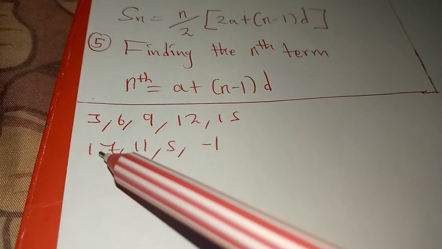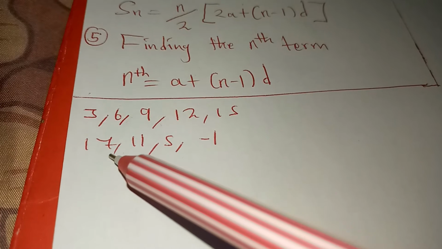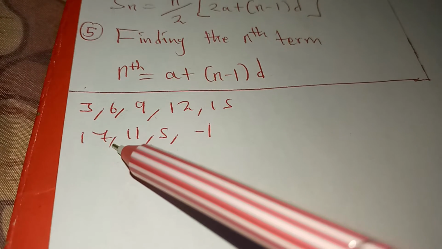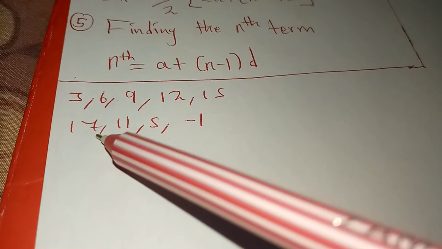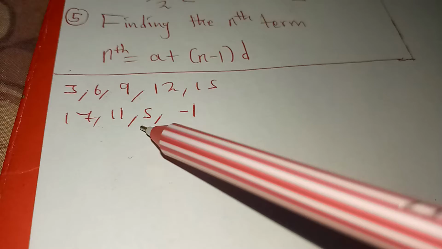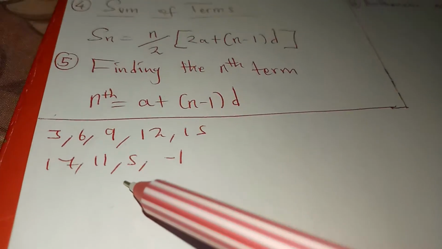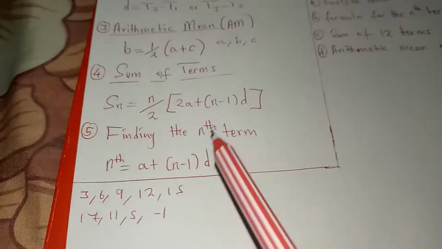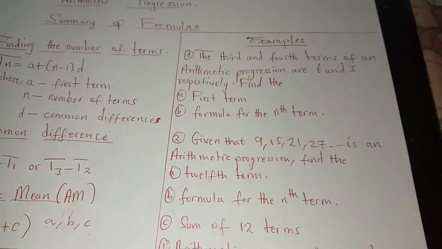Then here we have 17, 11, 5, and negative 1. This shows that there is a constant number being subtracted from the previous number, and that is negative 6. 17 minus 6 gives us 11, just like that. Now, having talked about the formulas that we use, let's see some examples from past papers.